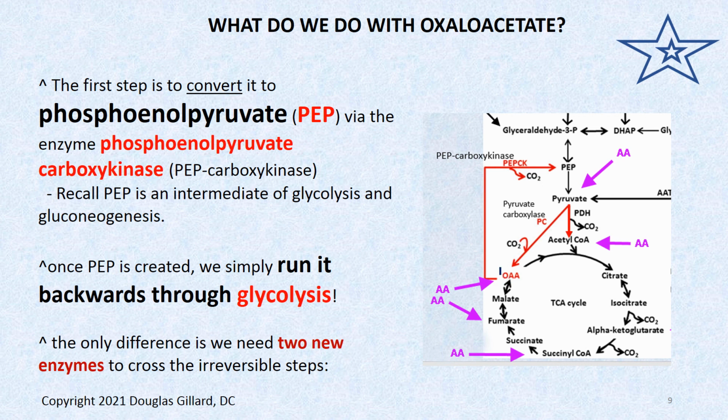So oxaloacetate is converted into phosphoenolpyruvate by a very important enzyme called PEP carboxykinase, or PEP stands for phosphoenolpyruvate carboxykinase, and that's a mouthful. And you lose a CO2 molecule in this process, but you actually convert oxaloacetate into PEP. And then you just run glycolysis backwards, which I'm not supposed to say, but you do. There's two more enzymes you need, and you can run this thing right backwards, no problem.